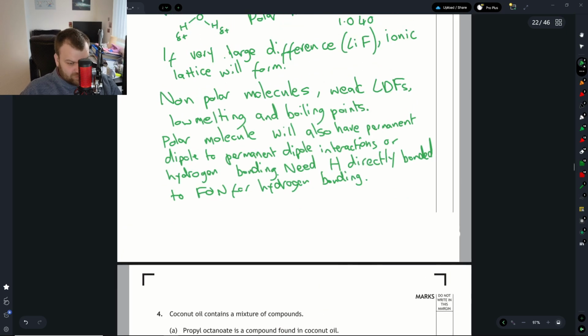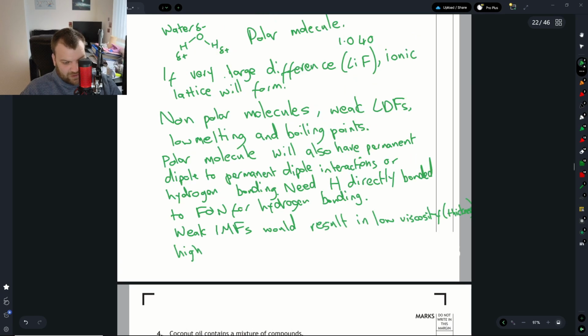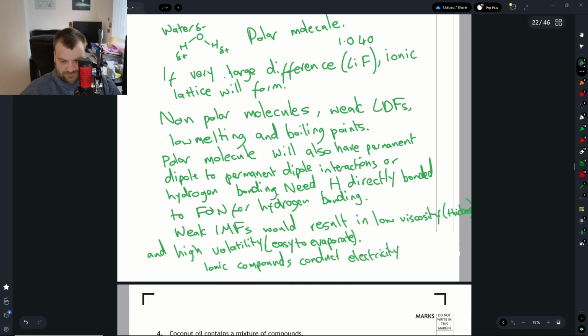We could talk about other properties related to intermolecular forces. So weak intermolecular forces would result in low viscosity, which is to do with the thickness, a high volatility, which means it's easy to evaporate. Talk about ionic compounds conducting electricity when molten. And covalent compounds do not.